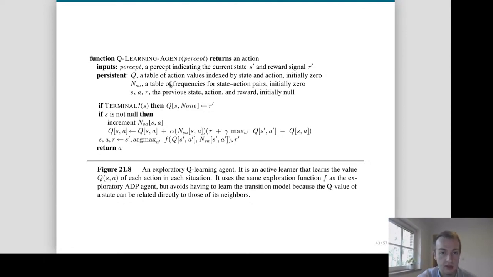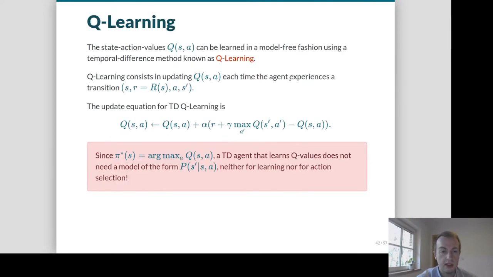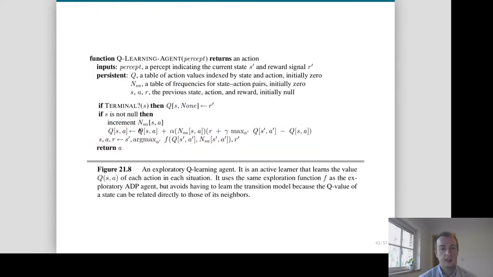And then in the memory of the Q learning agent, we have Q, which is a table of action values indexed by state and action, and initially they are all set to zero. So that means concretely that this function in the agent program will be implemented as simply a large table in which each entry is identified by a pair of state and action. Initially, all these values would be set to zero. Then we would also maintain the number of times we have experienced the action A in state S. So we would have this N table, which is the table of frequencies for state action pairs. Again, they would all be set initially to zero. And also we would maintain three other local variables, S, A, and R. So S, the previous state, A, the action that we did in this state to arrive at S prime, and R, the reward that we collected in S.